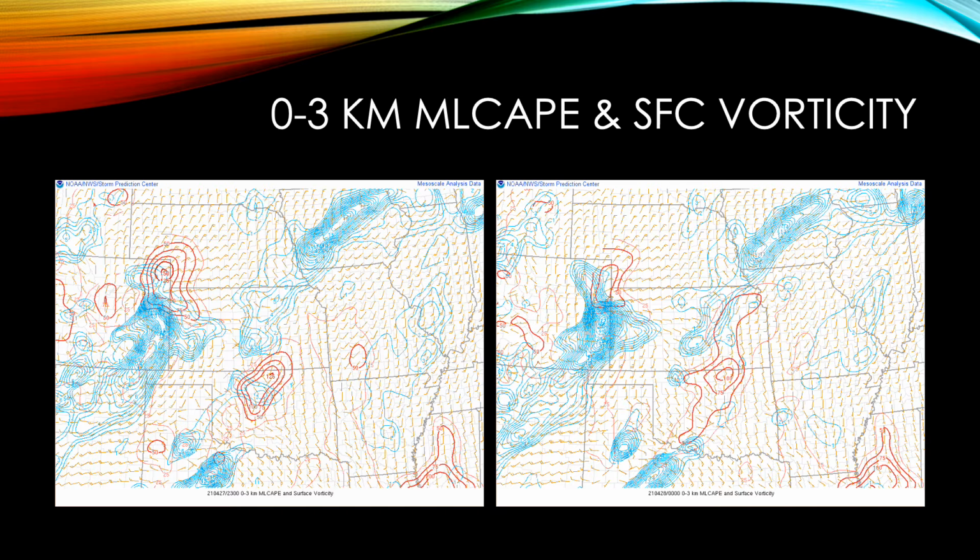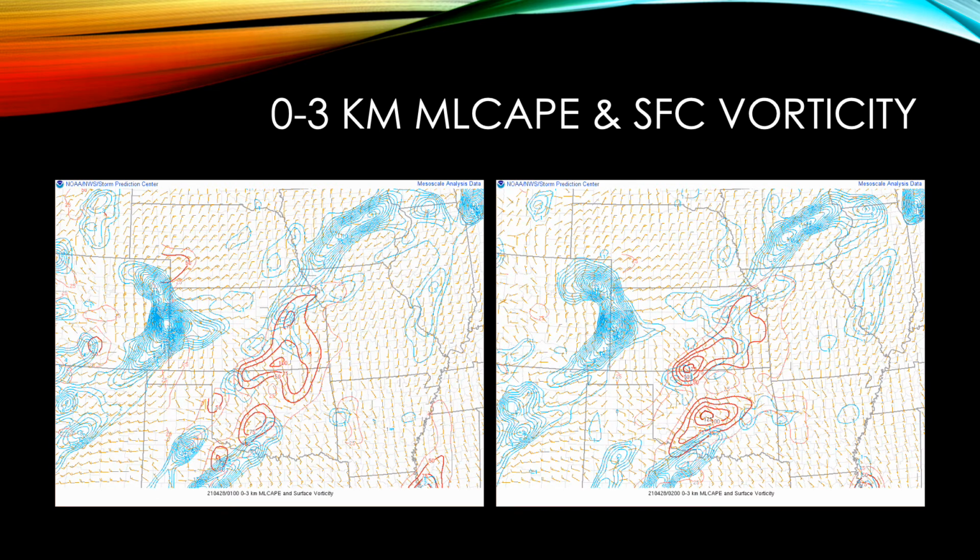Over time, we do see this start to shift a little bit more to the east, so it's kind of straddling the state lines. And then as we move into the 1Z to 2Z time frame, you really start to see us lose that CAPE, and it's pretty much all just surface vorticity in that region.